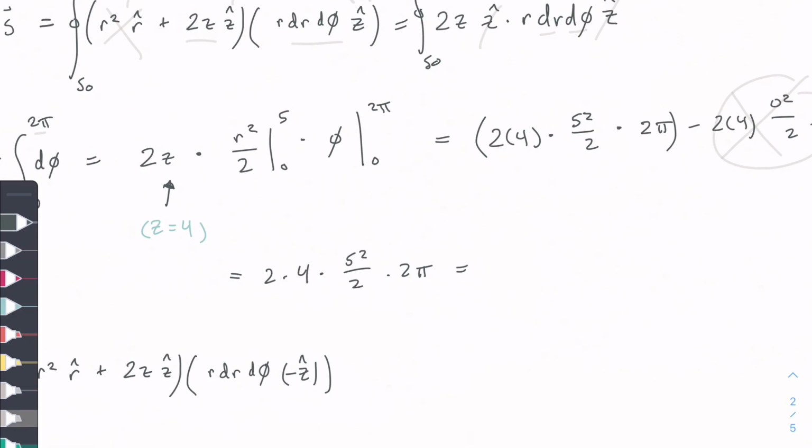2 times 4 times. So that is going to be equal to 200 pi. I'm going to come back and double check that in a second here. Okay, so I have 200 pi.